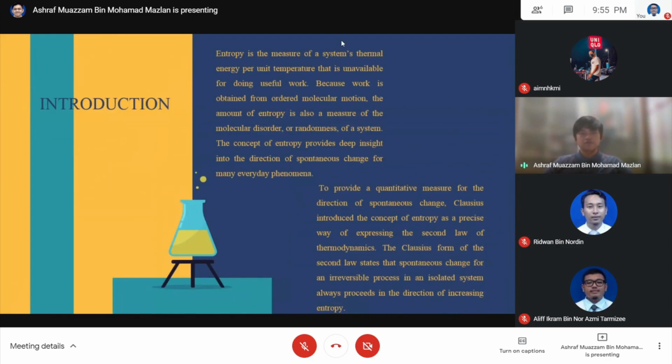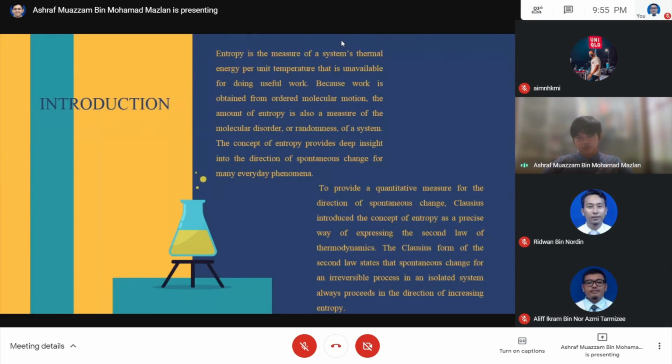As we can see from the slide, entropy is the measure of a system's thermal energy per unit temperature that is unable to do useful work. Because work is obtained from ordered molecular motion, the amount of entropy is also a measure of the molecular disorder or randomness of a system. The concept of entropy provides deep insight into the direction of spontaneous change for many everyday phenomena.